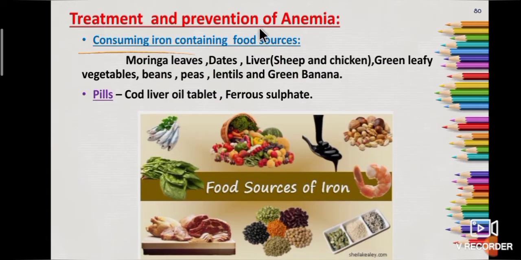Let's see treatment and prevention of anemia. Consuming iron containing food sources. We should take iron containing foods. Moringa leaves, dates, liver, green leafy vegetables, beans, peas, lentils and green banana are iron rich sources. Pills, cod liver oil tablet, ferrous sulfate.